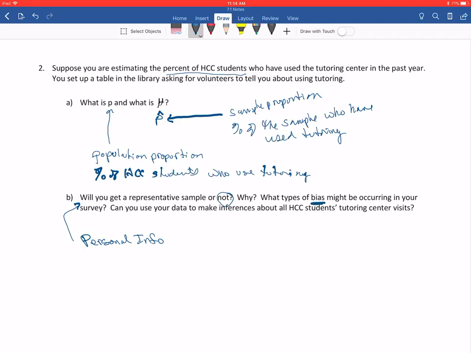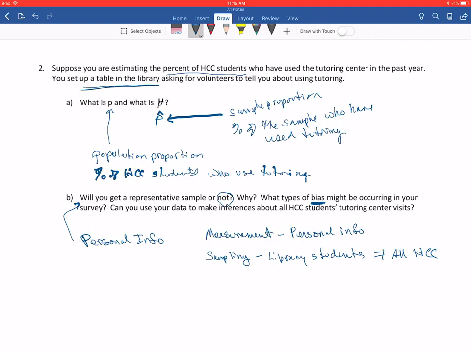So that leads us to what kind of biases might be occurring. I definitely think you're getting some of that maybe measurement bias because of the personal information. People might lie. They might say no when they really have, or they might say yes when they haven't. I also think you're getting probably some of that sampling bias because you set up a table in the library. So do the students who walk in and out of the library represent all Heartland students? I don't think so.